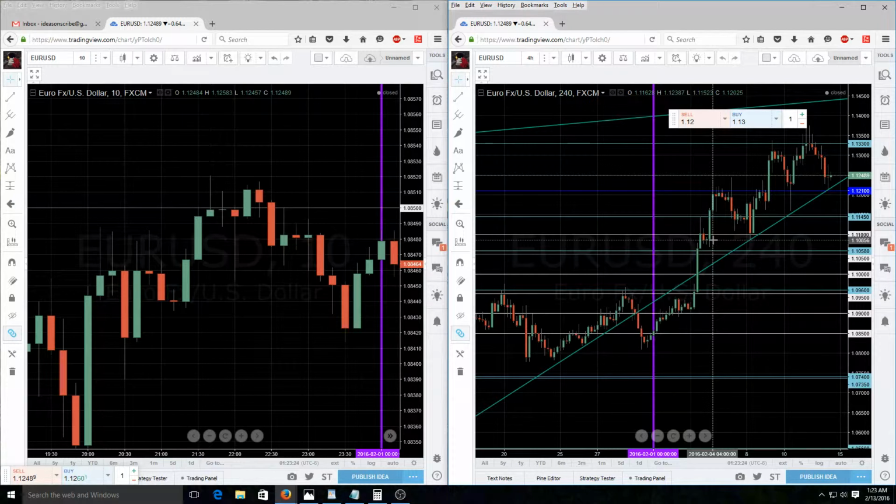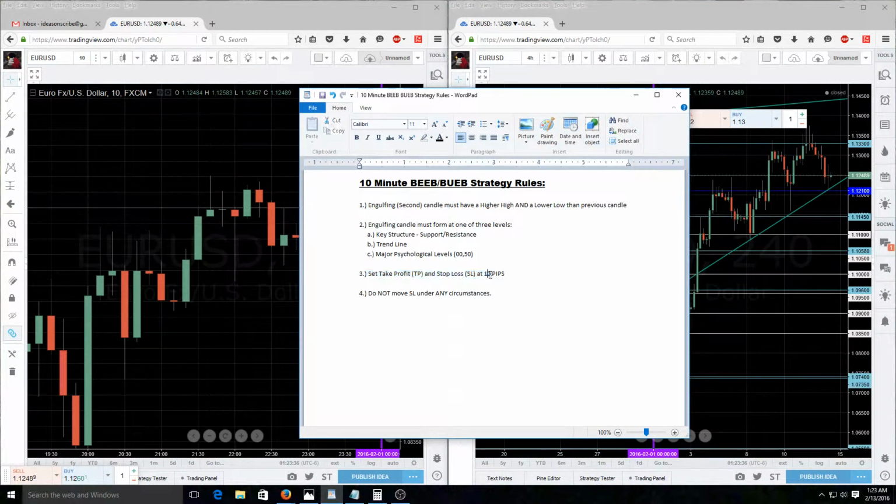So if I really think the price is going to go further based on some more information that I have, I might let the price go a little bit further and create more profit. But for now, just for the test, I'm going to stick to exactly 10 pips for both the stop loss and take profit. Rule 4, do not move the stop loss under any circumstances.